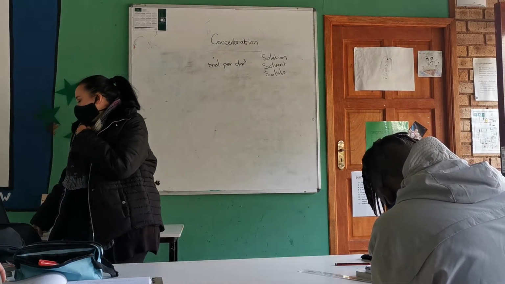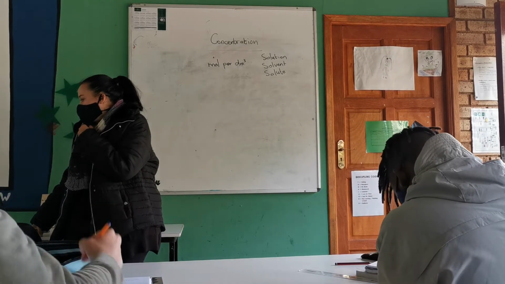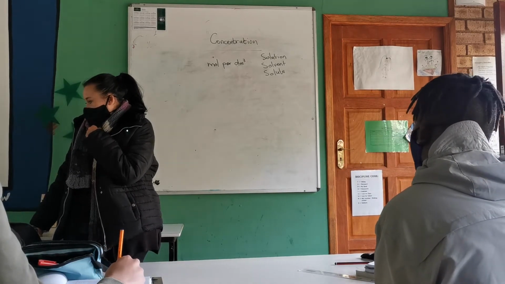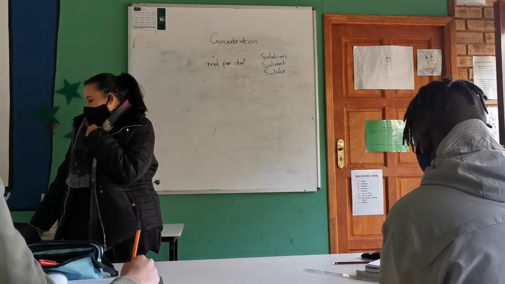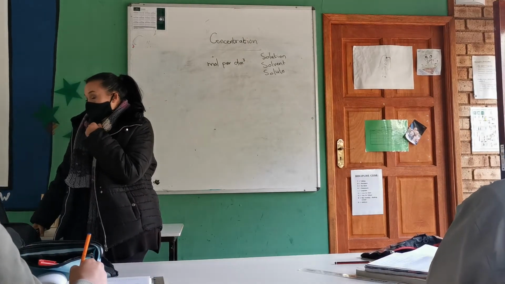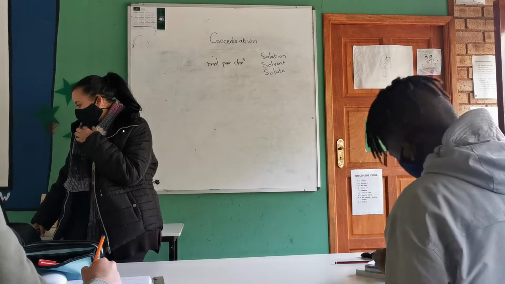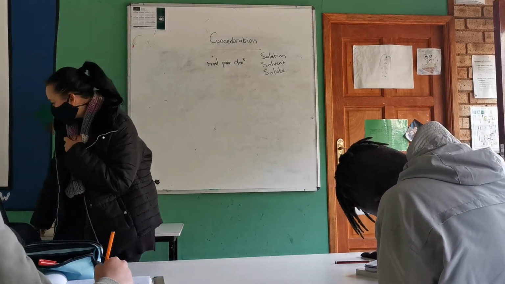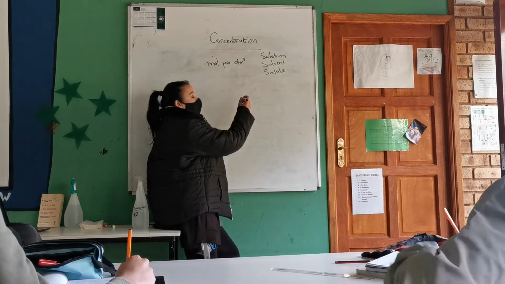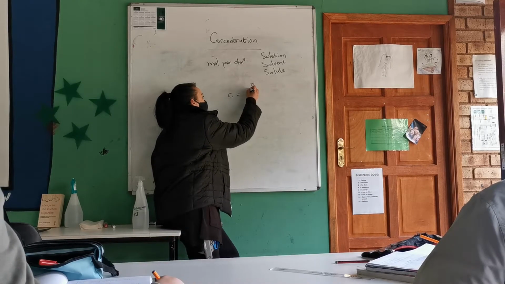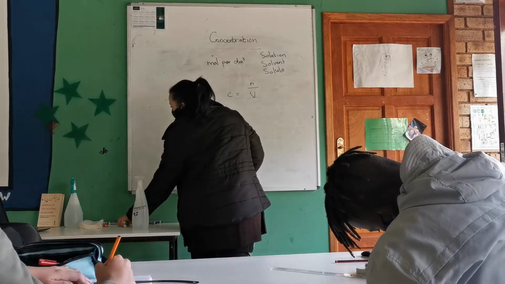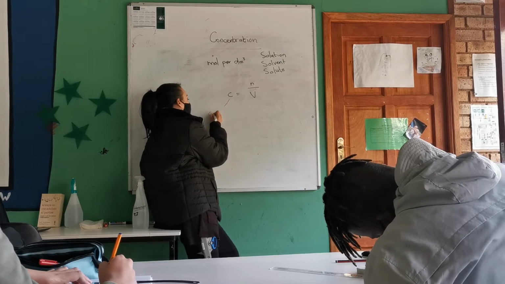The concentration of a solution is shown as the quantity of dissolved solute in moles per decimeter cubed, like I've just written on the board, of solution. When we talk about concentration, we can calculate it by saying that concentration is equal to number of moles divided by volume. Okay? And when we use this particular equation, this refers to the concentration.